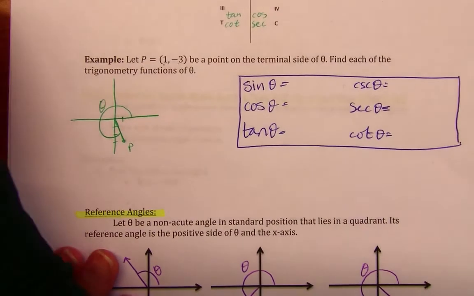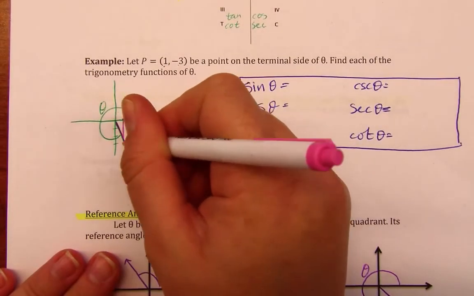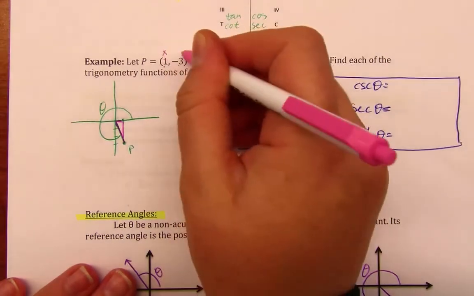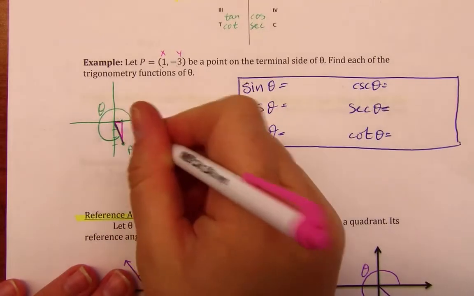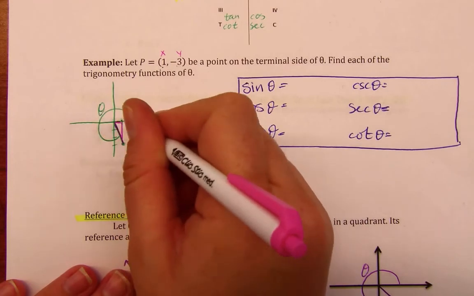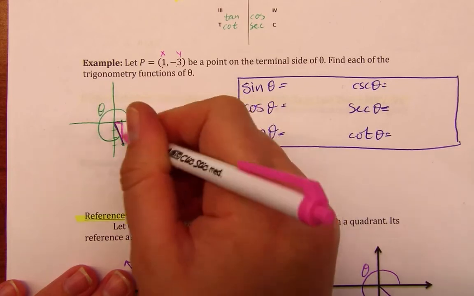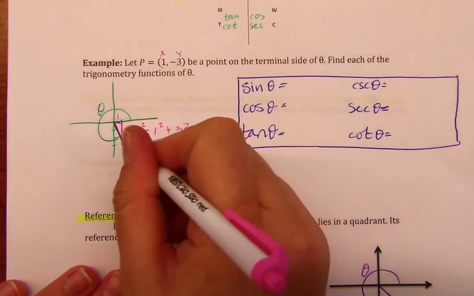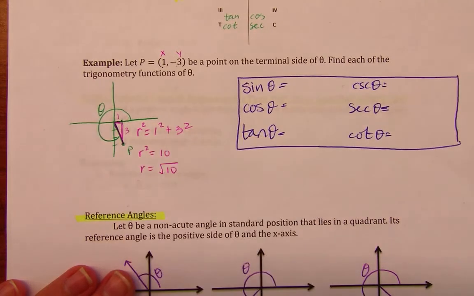Now what we can do here is we can start looking at this triangle that's created here, and we can use that to evaluate. Or you can use your x and your y values. But we still need to be able to find our radius here. So r squared, using the Pythagorean theorem, is 1 squared plus 3 squared. This distance is 3, this is 1. And so we have r squared equals 10, so r equals the square root of 10.